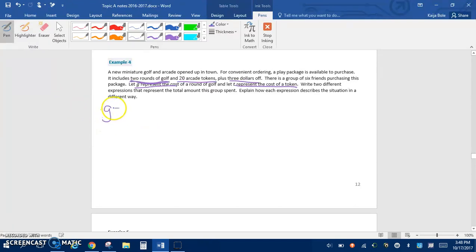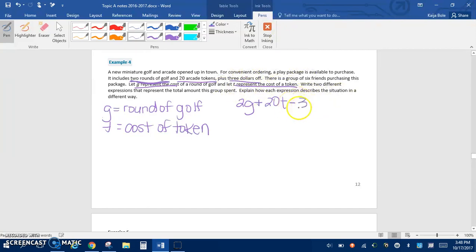We know that G is a round of golf, and then T is the cost of a token. Alright, so there are 6 friends, okay? So keep that in mind. But first, let's work on using these letters. So we know that the package is 2 rounds of golf, so that would be 2G plus 20 arcade tokens, so it would be 20T. I don't like that they use the letter T. And then there's $3 off, so that means we'd be subtracting 3.